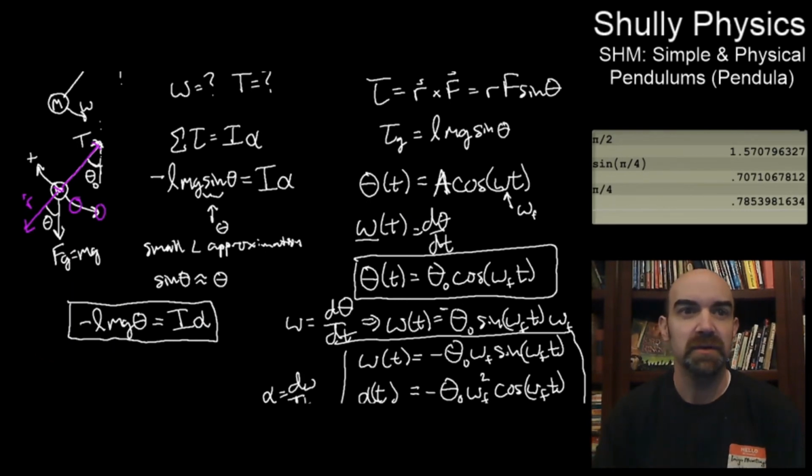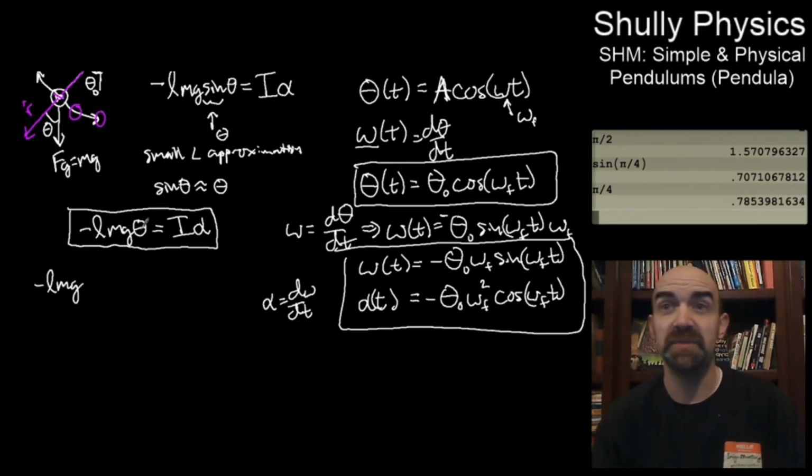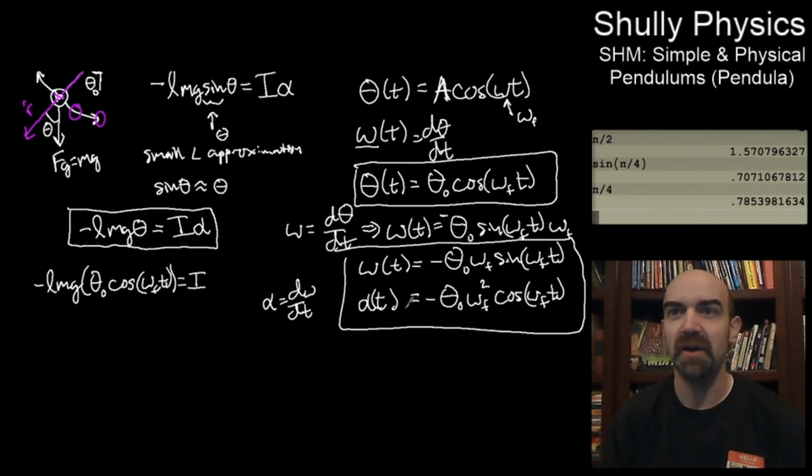All right, let's see what we can get out of this. Negative LMG, we're going to keep that. Here's our constants. Now if we substitute in theta as a function of time, we've got an amplitude, that initial angle that you set it has to be a small angle that you set the pendulum at, cosine of omega f t equals I times alpha. And alpha over here is a negative.